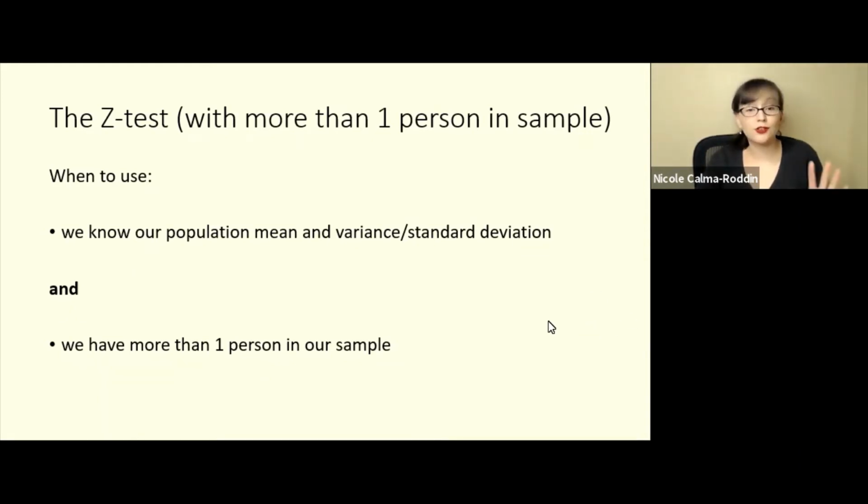If these two things are not true, if we don't know our population mean and variance or standard deviation, or if we don't have more than one person in our sample, then this is not the correct test for us. But as long as these two things are true, we're going to move forward with our z-test with more than one person.